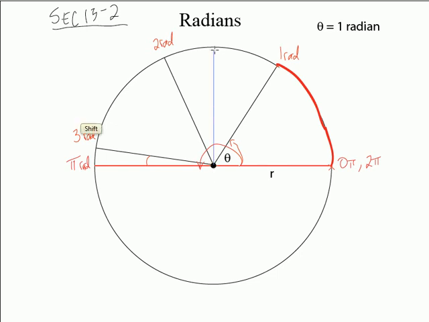What if we drew a perpendicular? So that's 90 degrees right there. So that's 90 degrees. How many radians?